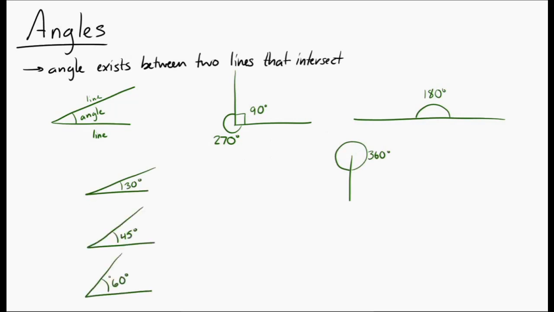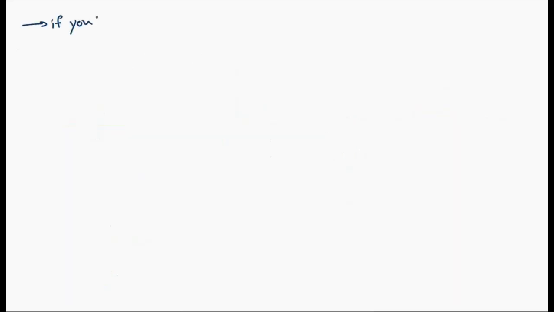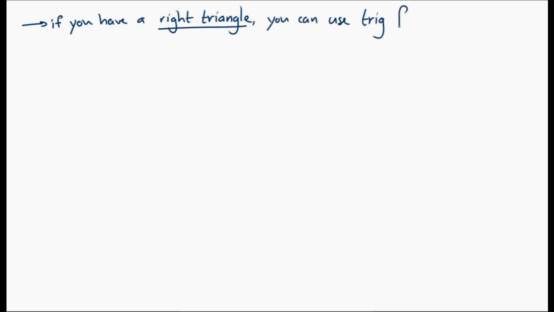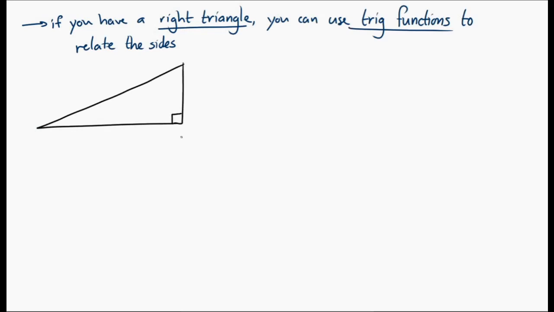But for this class, something that's going to come up over and over again is that if you have a right triangle, then you can use trig functions to relate the sides. So I'm going to draw a right triangle here. And let's say there's an angle right here. Call it theta. If we're thinking about this angle, then we can define three sides of the triangle.